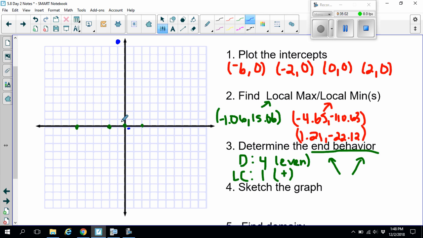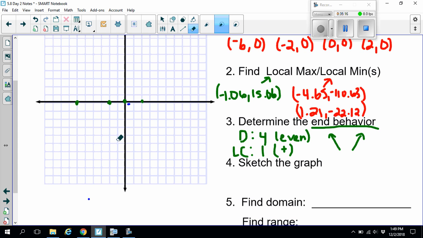And then these other points. So we have negative 4.65, so 1, 2, 3, 4, kind of in the middle, right? And then all the way down. Now make sure this point's a little bit lower than the other minimum that we're going to draw, because this should be the lowest point. So I'm just going to put it somewhere down here. And then 1.21, negative 22.12. So we have over 1. I'm going to go kind of in the middle, and then I'll place this right here.